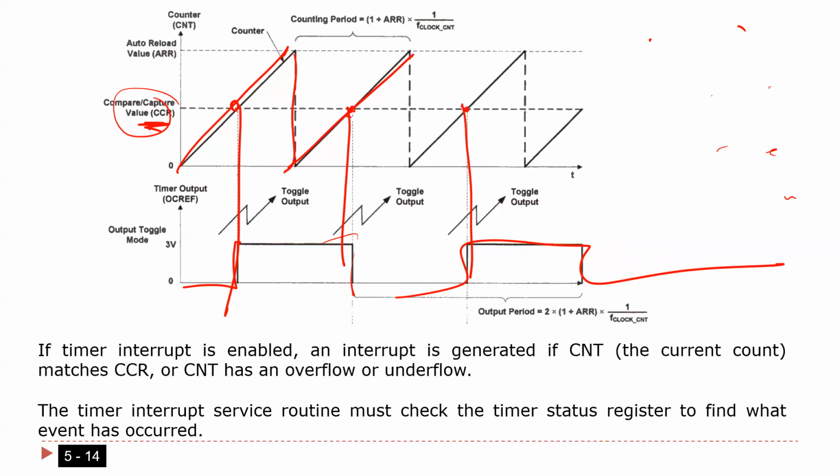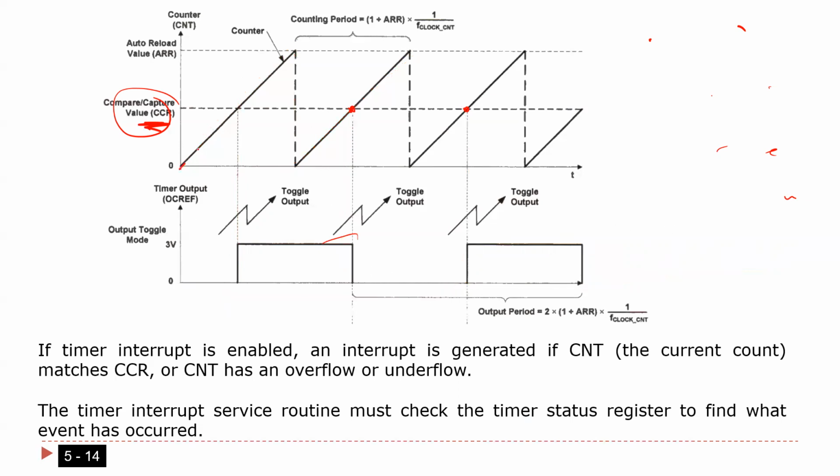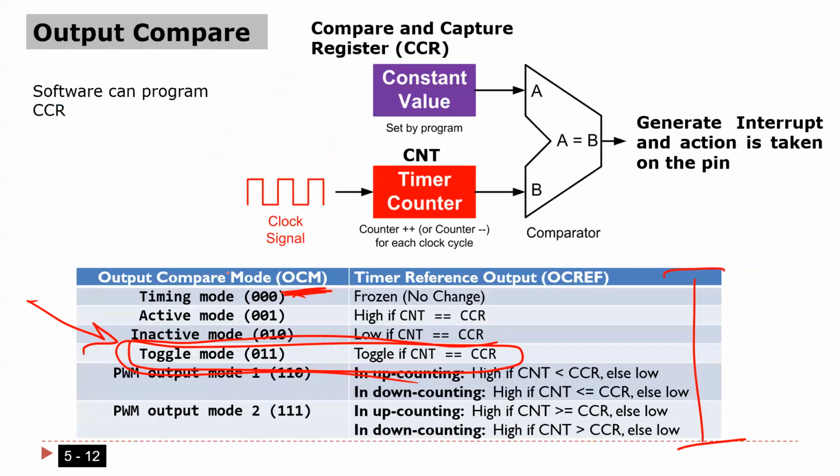Number 1, I'm going to use output compare, where I need to generate a signal. To generate a signal, I need a counter, and now I make the link. How it works, as I told you here: the counter is counting this way, and then there is a register we call CCR, and every time it is equal, there is an action. You can select what action you want to take.